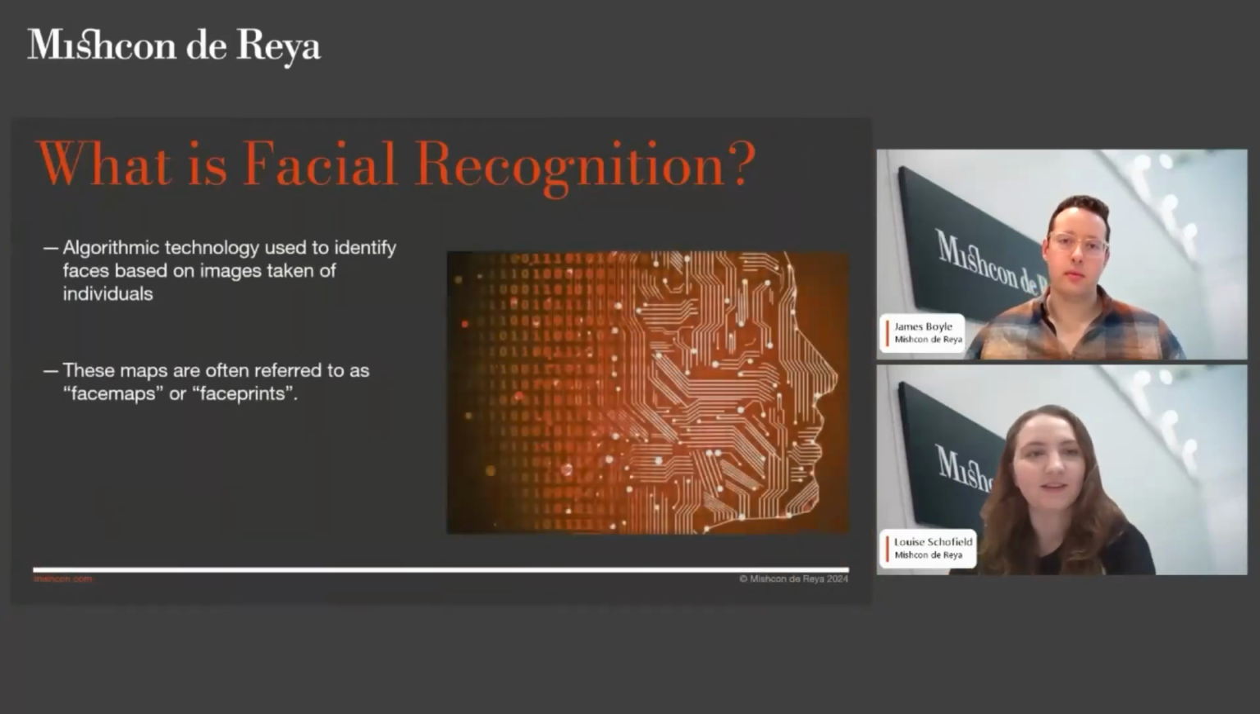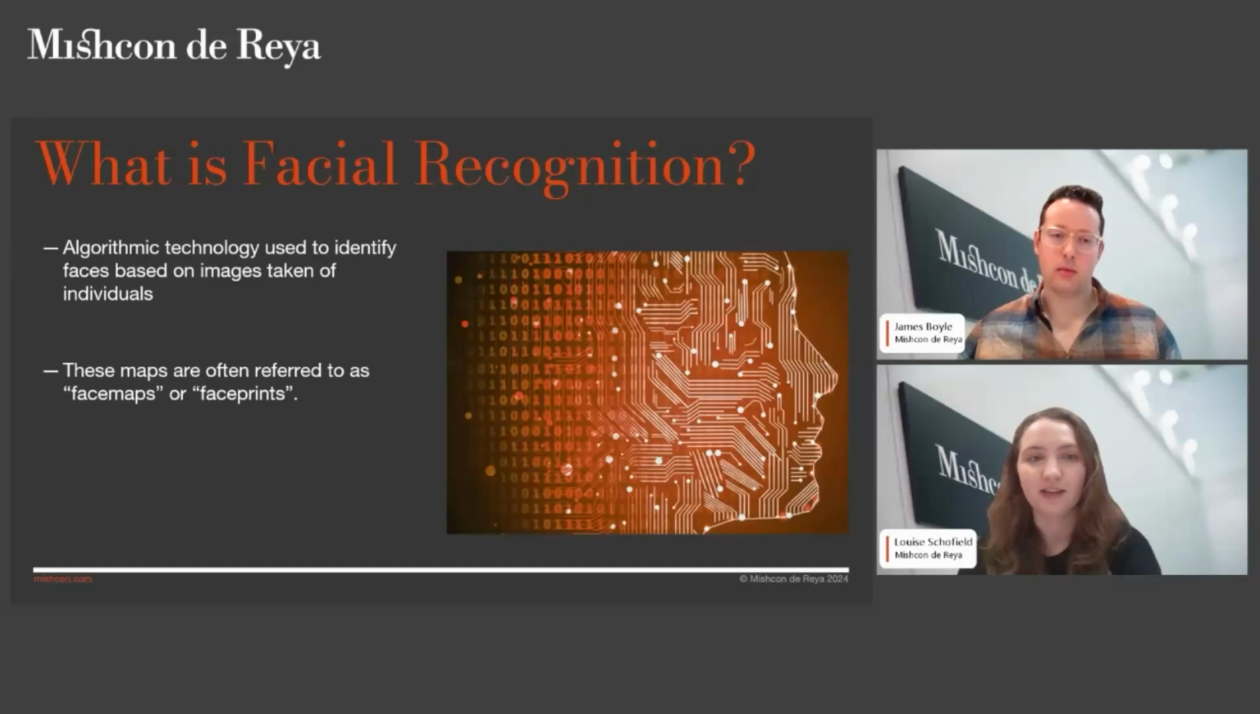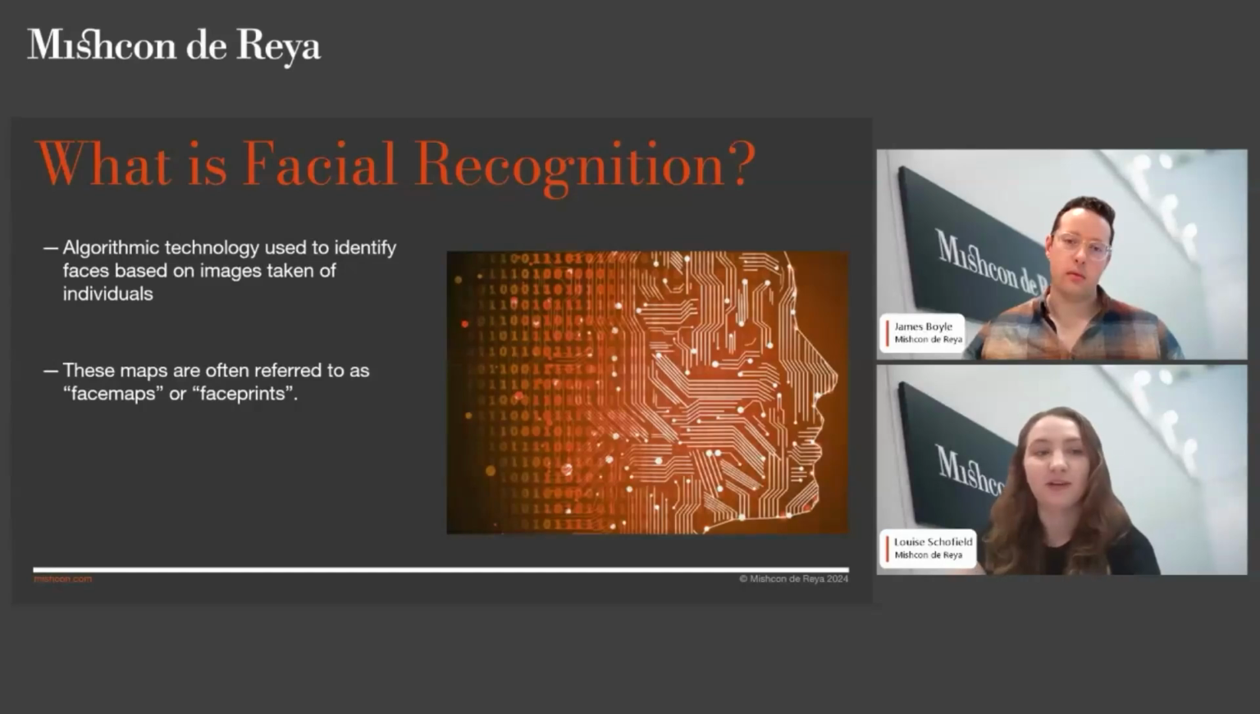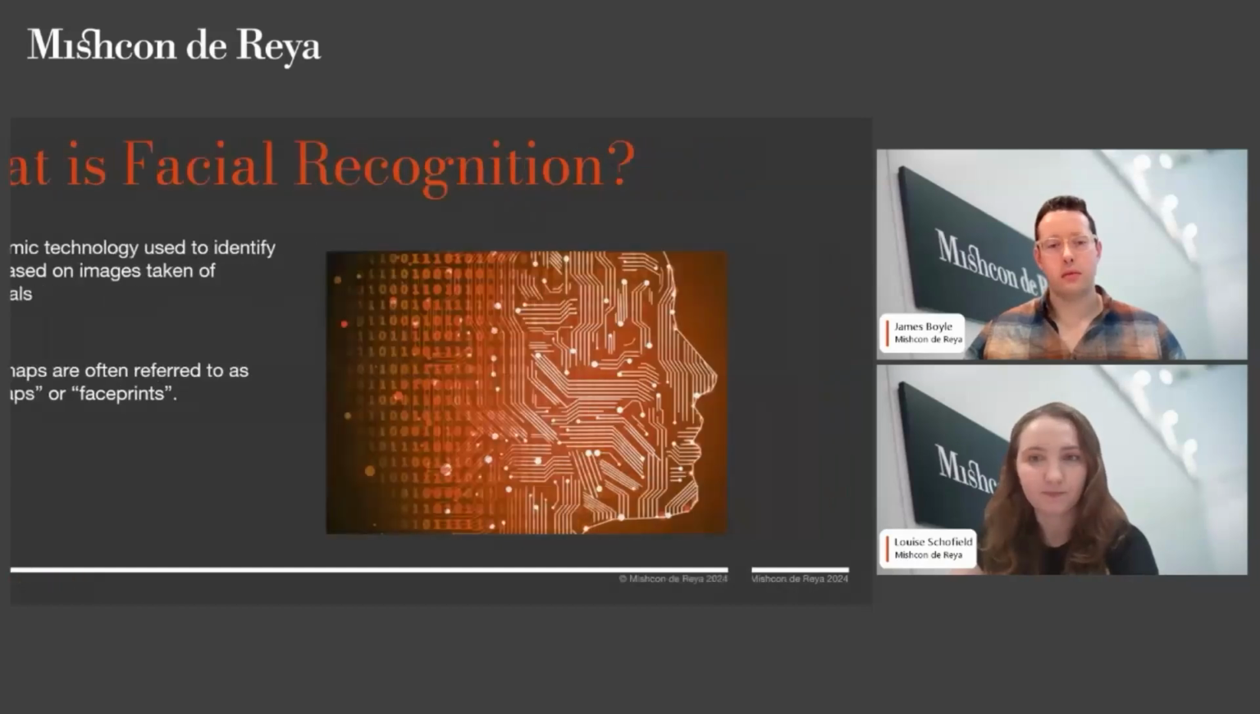So a good place to start is with what facial recognition is. It is a technology that uses algorithms, quite often AI, to identify faces in images. And the images can be static or moving. The technology will create a map of faces, and these are often referred to as face maps or face prints. Throughout this presentation, we will generally refer to them as face prints.